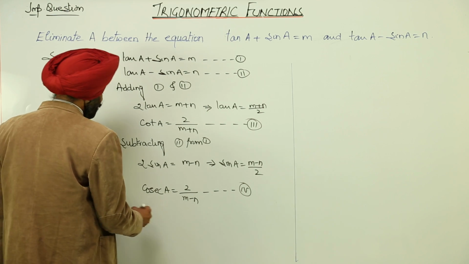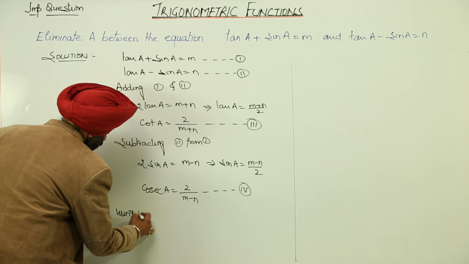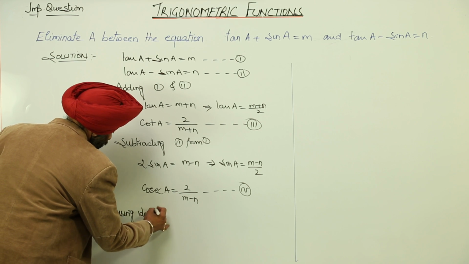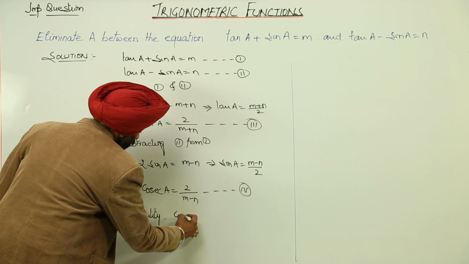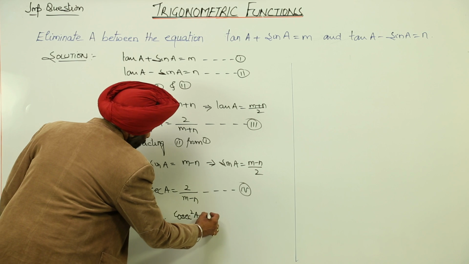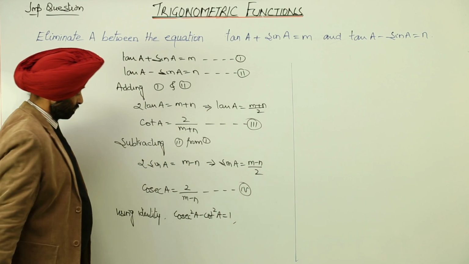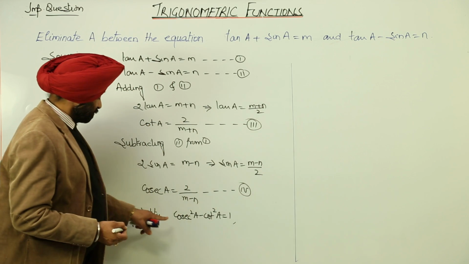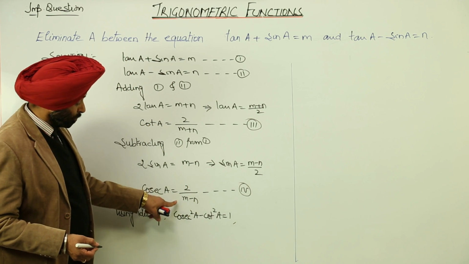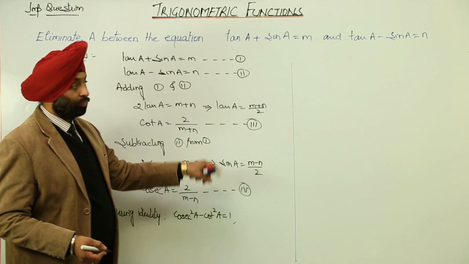We are using an identity. Now using identity, cosecant square A minus cot square A is equal to 1. Now cosecant A is 2 upon m minus n and cot A is 2 upon m plus n.